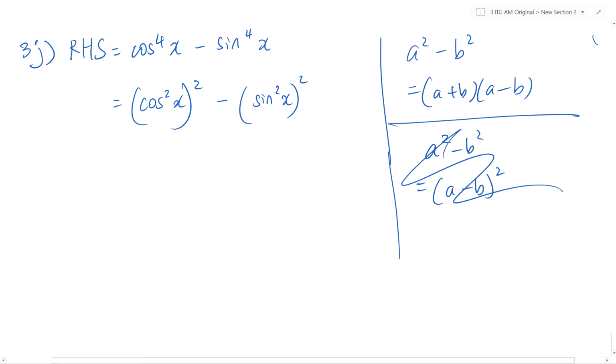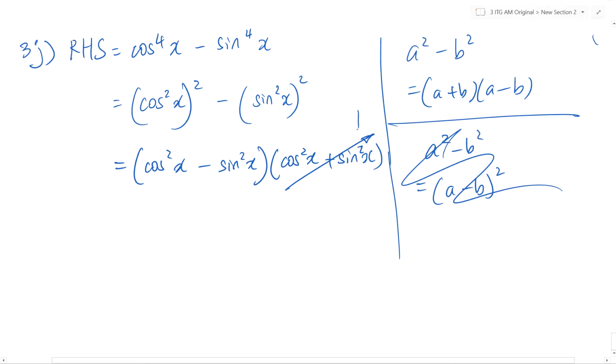If not, let's employ what Darius has suggested. Which square minus which square? Cosine square x minus sine square x multiplied by cosine square x plus sine square x. Are you happy to see the second bracket? What is it? 1. This is just 1. Okay. Cosine square x minus sine square x, what do we have? Oh yeah, it's the left hand side already. Proven.